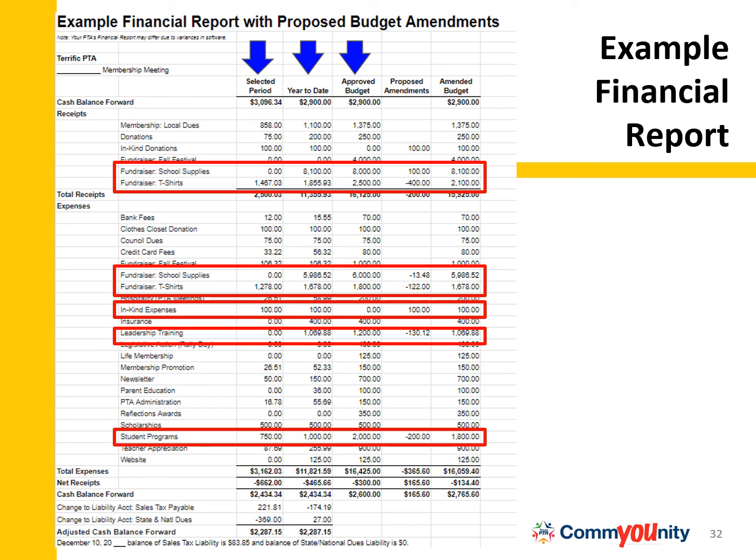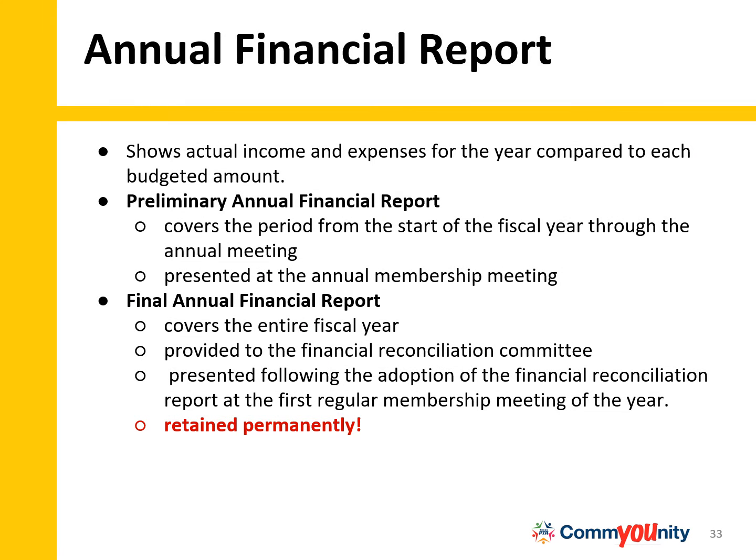If the PTA is only presenting a financial report and no amendments are necessary, the financial report is presented just for information, not approval, and it is filed for review by the Financial Reconciliation Committee. The report is attached to the meeting minutes. The annual financial report shows the actual income and expenses for the year compared to each budgeted amount.